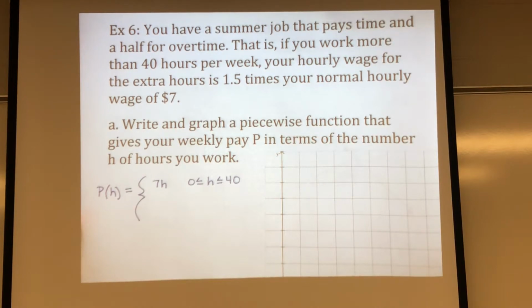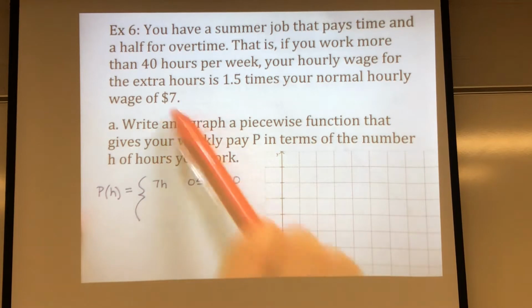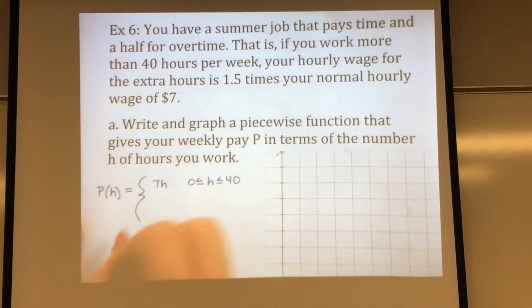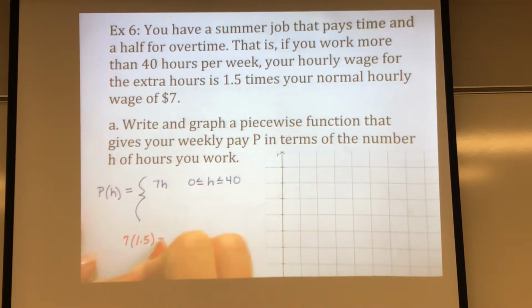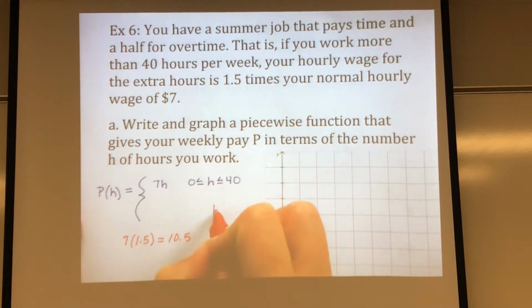All right, so the next one says we get 1.5 times our normal wage to work overtime. So here's where we really have to think through this. Let's start with our $7, and we're going to multiply that times 1.5 to figure out what our overtime wage is. So we should get 10.5. So we're going to be making 10.5 for every hour over 40. So we know that our restriction for H has to be greater than 40.